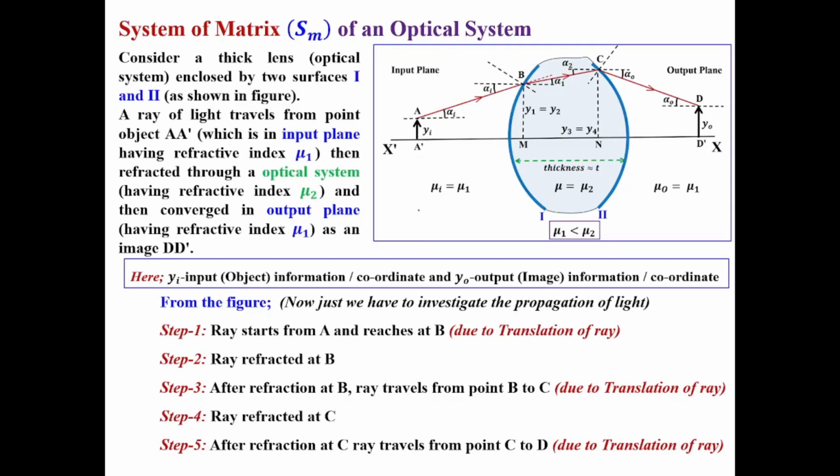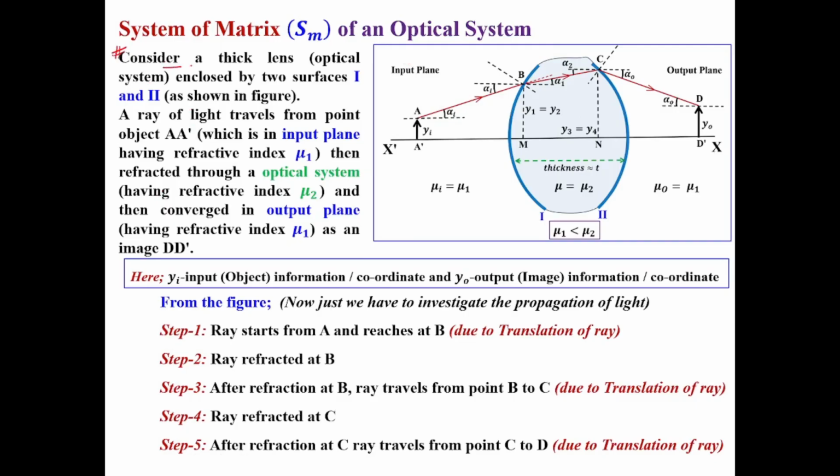To evaluate the system matrix of an optical system, we consider an optical system. Here you can see that in between these two surfaces, surface 1 and surface 2, one optical system is present. You can consider this a thick lens or a combination of lenses, that may be two thin lenses, thin convex lenses, or one convex and another concave lens, whatever. By considering this diagram, we have to find the system matrix of this whole system.